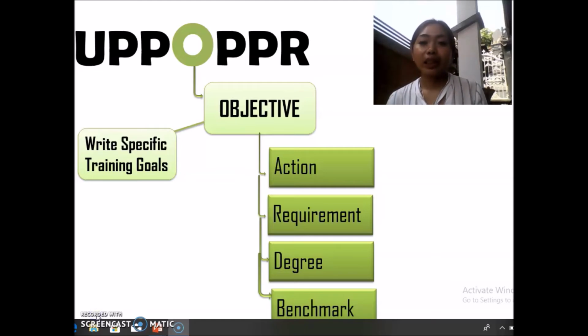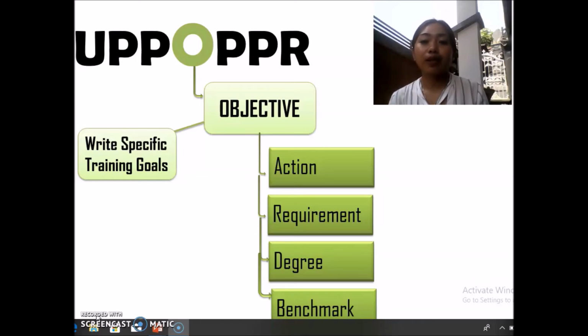Okay, the next thing is degrees. Explain the degree of accomplishment expected. In this process, explain to the learners how well they are expected to do the action that you have created. The aim is to tell the learners how well they do and how well they should do.